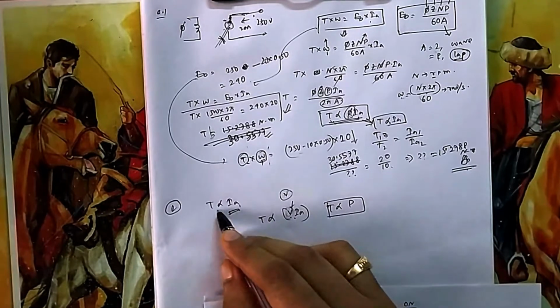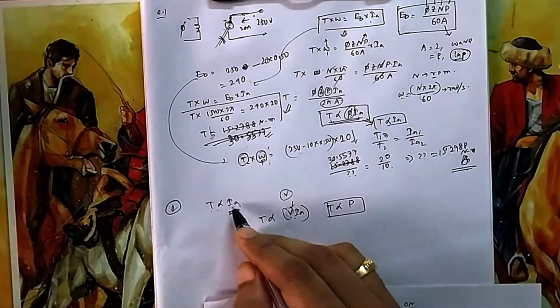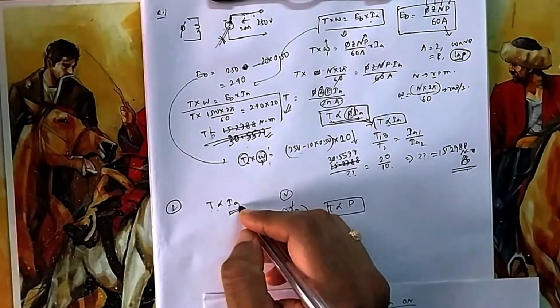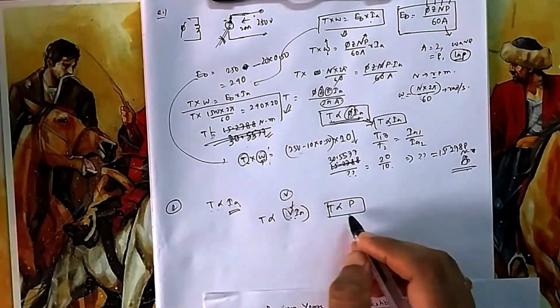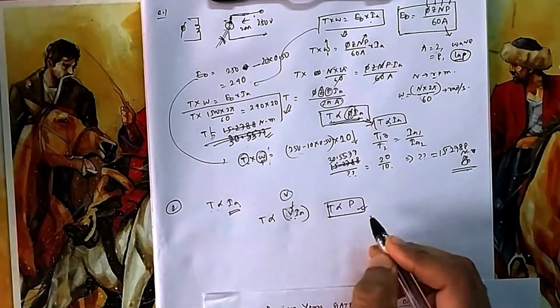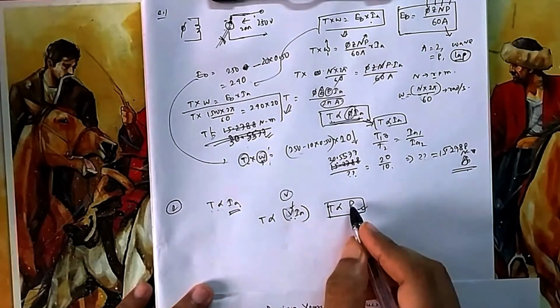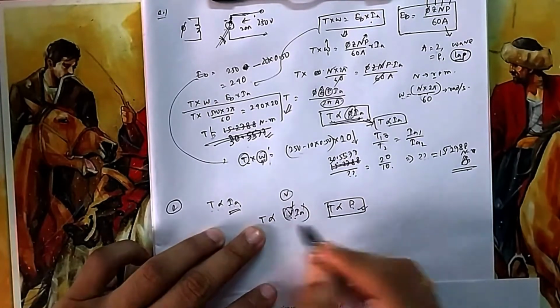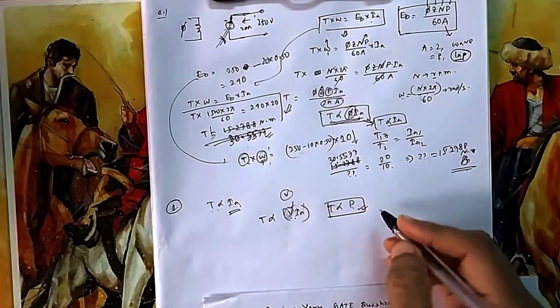Suppose 10. If I say torque is proportional to Ia, I can say torque is proportional to 10 into Ia also, because 10 doesn't make any difference here. The idea is if one increases, the other should increase. So that means torque is directly proportional to P, because V is fixed. If you change your P, what will happen? Because this is fixed, obviously Ia will change, and accordingly T will change. So that is your option B.